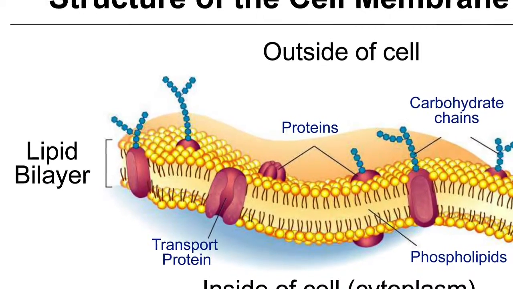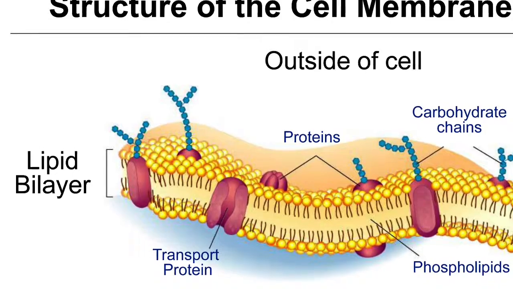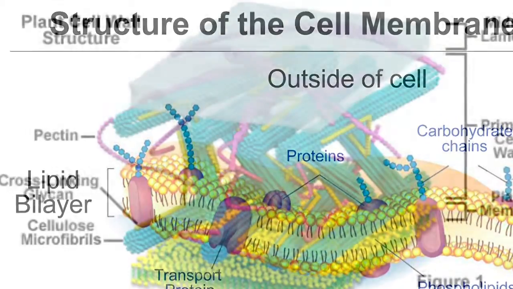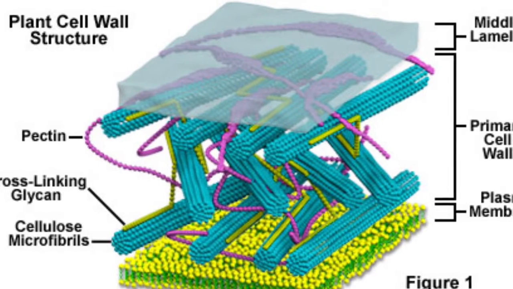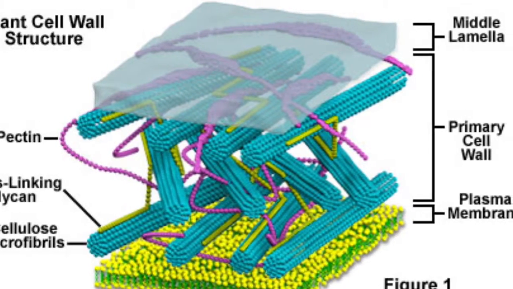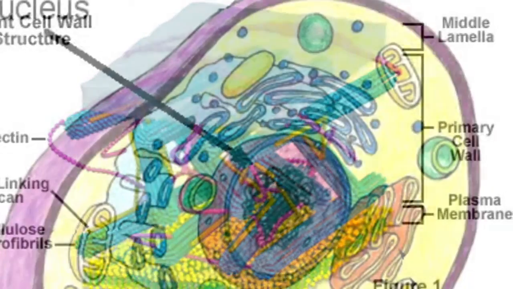Cell membranes are the protective layers around a cell. They are selectively permeable and are often called the window screen. The cell wall is not found in animal cells. They are rigid structures found outside the cell membrane in plant cells. They support and protect the cell.